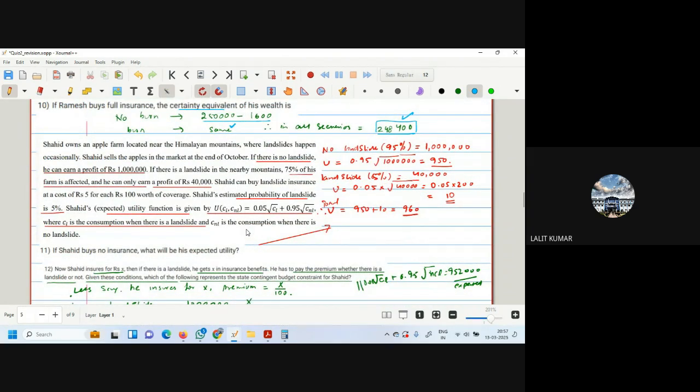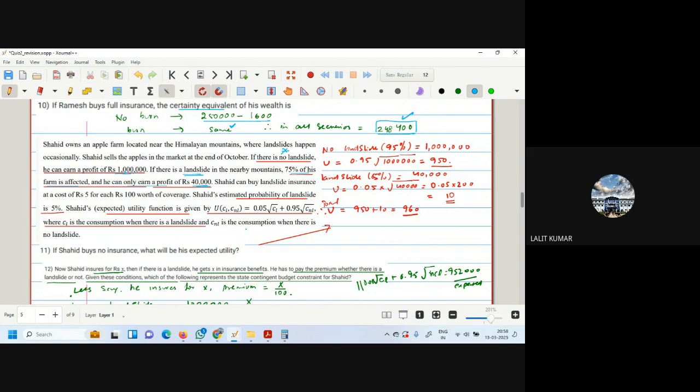So let's revise it. Shahid owns an apple farm located near the Himalayan mountains where landslides happen occasionally. Shahid sells the apples in the market at the end of October. If there is no landslide, state 1, he can earn a profit of rupees 10 lakhs. If there is a landslide in the nearby mountains, 75% of his farm is affected and he can only earn a profit of rupees 40,000. So these are two states.